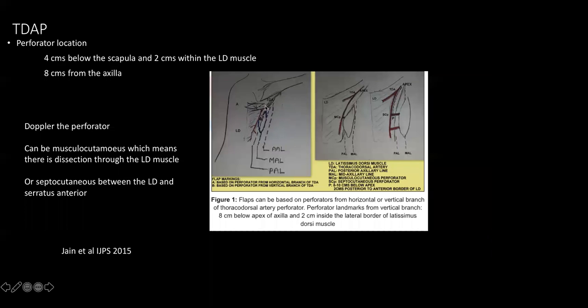You have the thoracodorsal artery coming deep to the latissimus dorsi, giving a transverse branch and a descending branch. And from 2 centimeters from the anterior border, you will have perforators that supply the skin. Now, these are musculocutaneous perforators, and in some instances, you can have septocutaneous perforators as well. And these septocutaneous perforators are usually between the latissimus dorsi and the serratus muscle. So, the anatomy of the perforator can be variable.